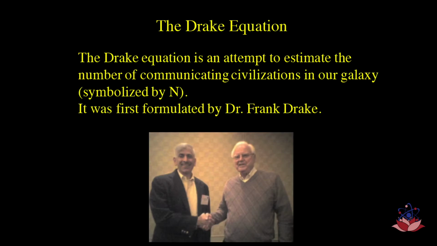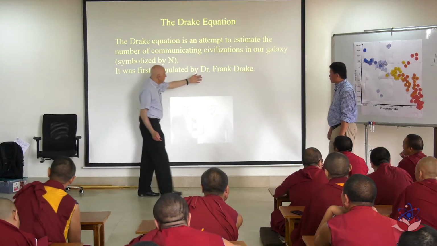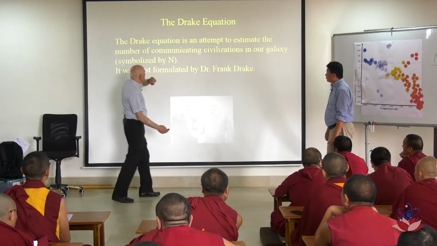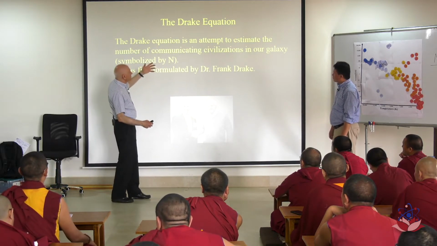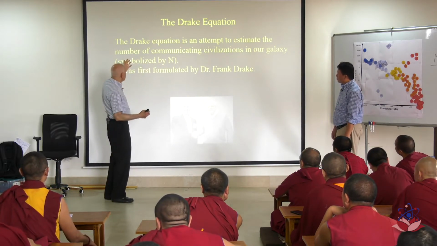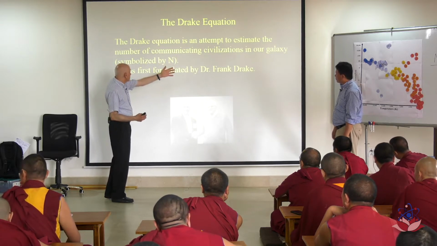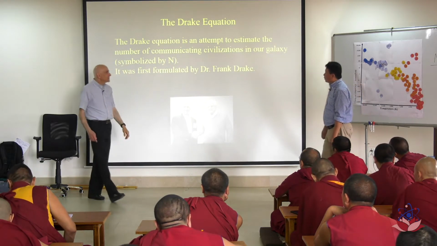And the equation we're going to use is the Drake equation, named after a scientist named Frank Drake. And it's an attempt to provide an estimate for the number of advanced civilizations in our galaxy.